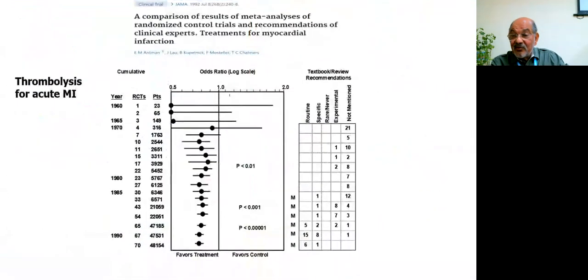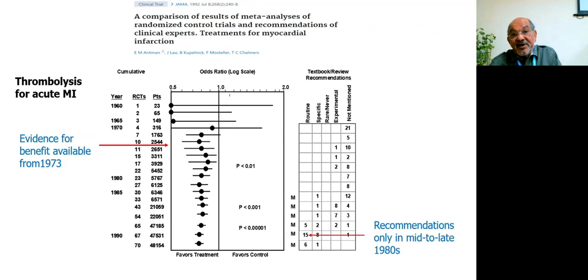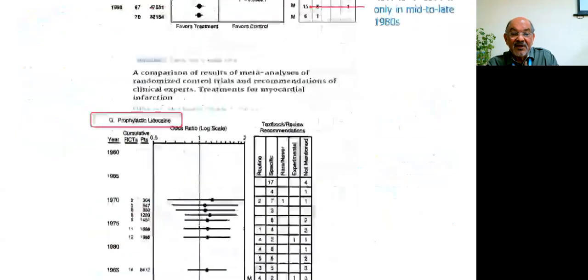While that was happening in the world of research, you look at what experts were recommending during that time. So on the right side, you will see textbook recommendations and all that stuff. There was clear evidence of benefit from 1973, but the recommendations only changed in the mid-80s. And there was severe criticism, including of the Oxford Textbook of Medicine; the author publicly apologized, saying, sorry, we didn't know these methods. The world changed because of these kinds of reviews.